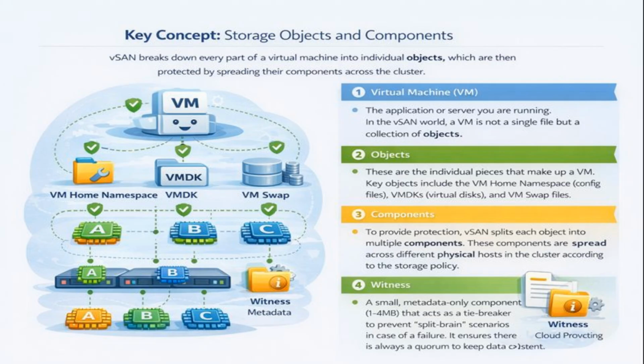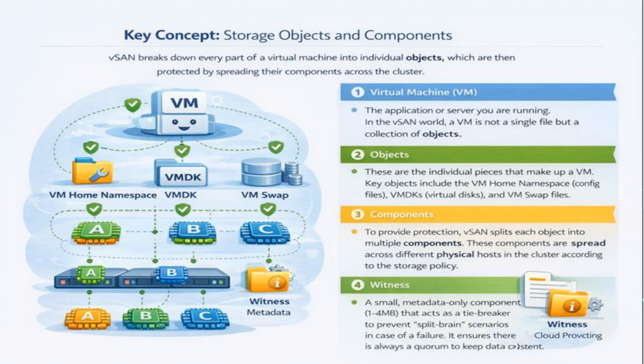Each object is split into components for data protection. Components are distributed across different hosts based on the storage policy. A witness component provides quorum and prevents split brain during failures. In short, vSAN protects data by breaking VMs into objects and components and intelligently spreading them across the cluster.